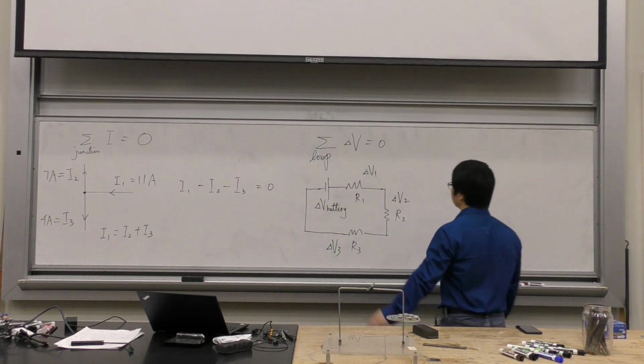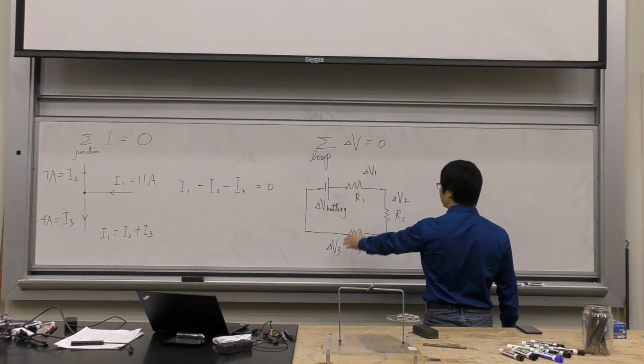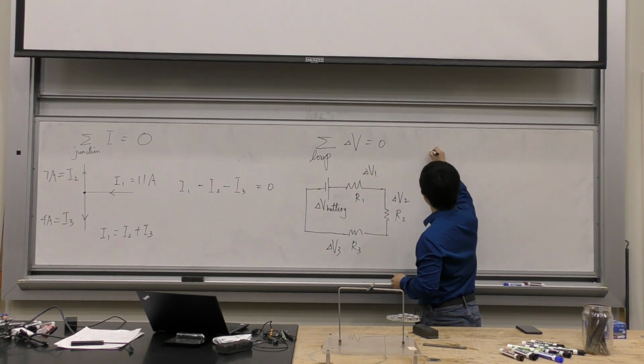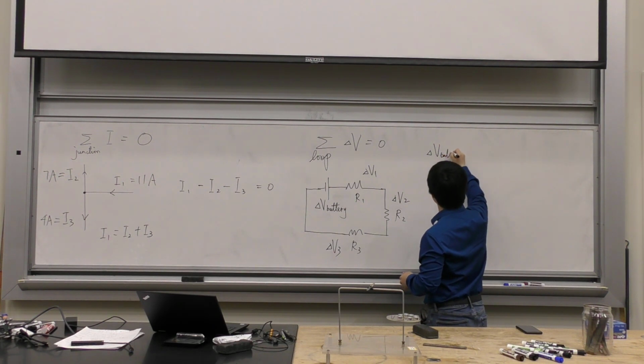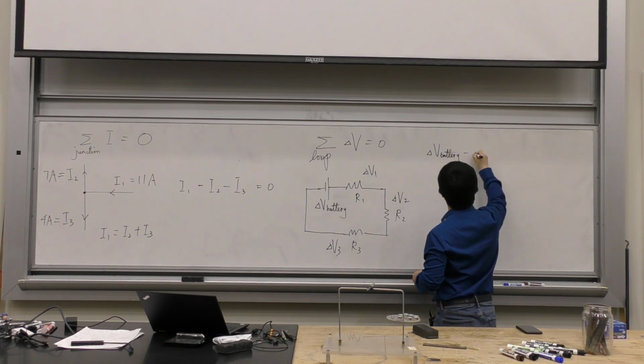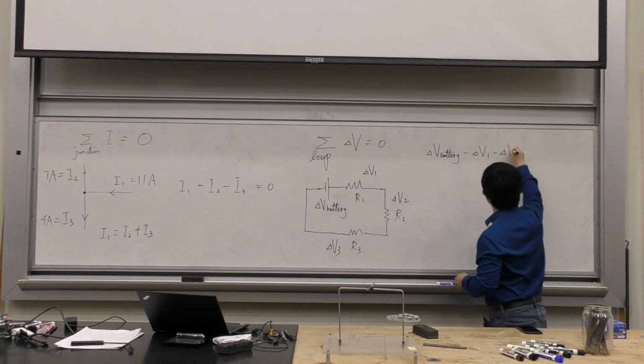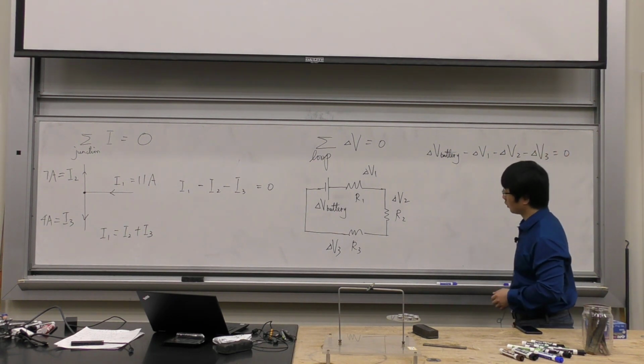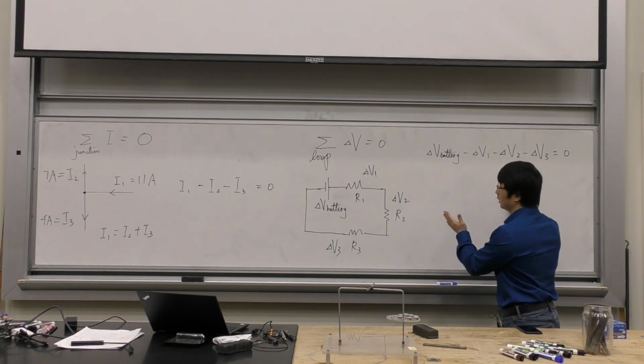So then you're going to put all these voltages together on the left hand side around this whole loop, and equal them to 0. So you will get V battery minus V1 minus V2 minus V3 equals 0, right? Okay, and that's how we apply the loop rule.